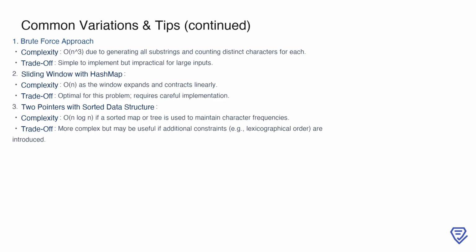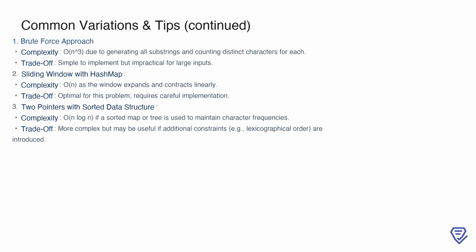The brute force approach involves generating all possible substrings and checking the count of distinct characters in each. While simple to implement, this method has a time complexity of n cubed, and is impractical for larger inputs. On the other hand, the sliding window approach with a hash map is highly efficient, with a time complexity of O(n). This method optimally expands and contracts the window while maintaining the count of distinct characters. However, it requires careful implementation to ensure that the hash map is updated correctly.